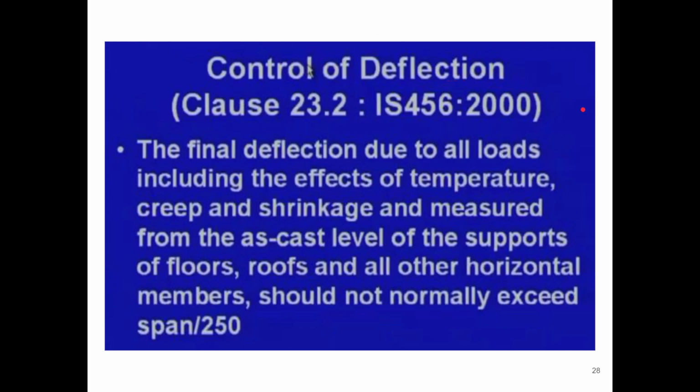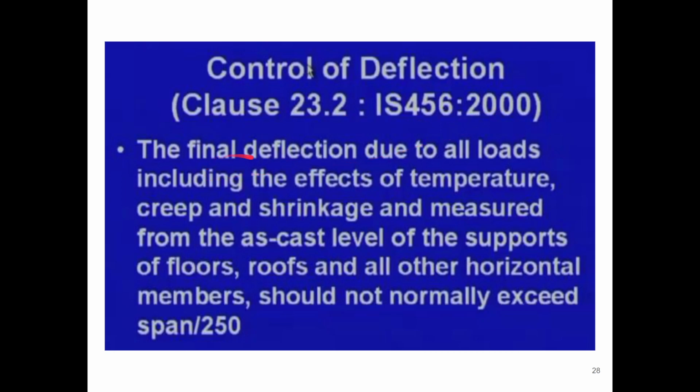So in a slab, one of the main criteria to check is the deflection, because that is a very important parameter. So we have to see whether deflection is within the acceptable limits. For that we have to refer to clause 23.2 of IS 456:2000.